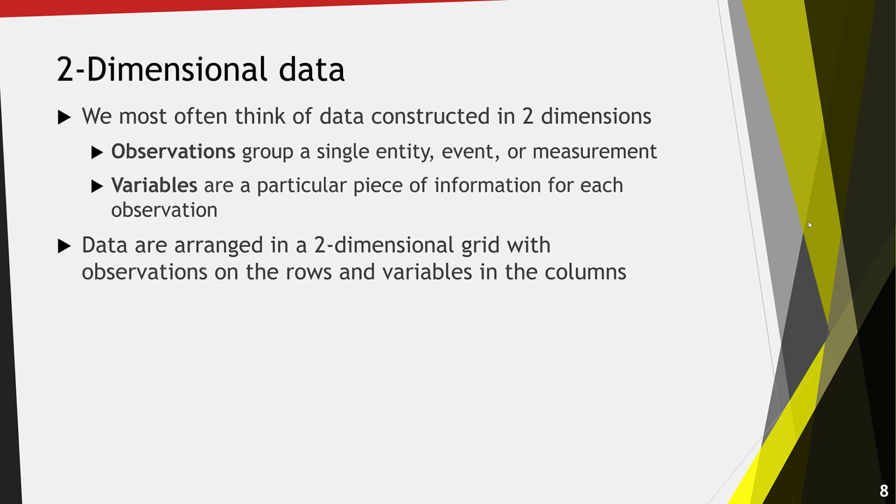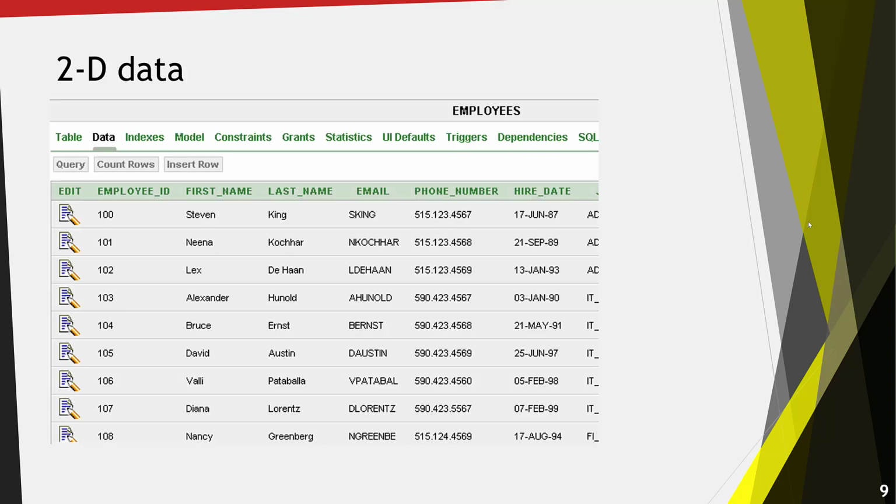Given these two different ways of thinking about real-world data, by observation or by data type, we generally think of real-world data as being two-dimensional. Observations group a single entity or event or measurement, and variables are a particular piece of information for each observation. We often arrange these data in a two-dimensional grid with observations on the rows and variables in columns. You might see data laid out like this in something like Microsoft Excel. And here's an example data set that I showed you earlier in the course. And you'll notice this is the exact form of two-dimensional data that we're thinking about.